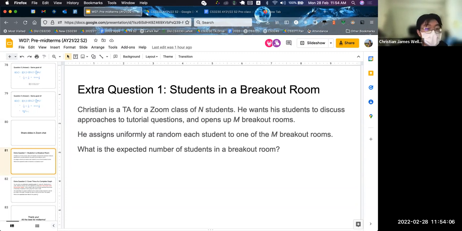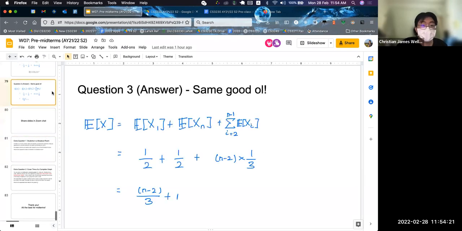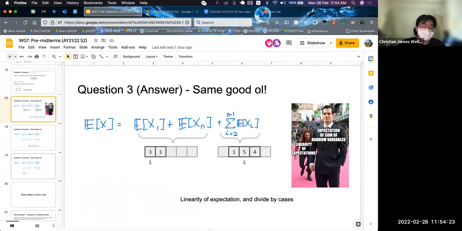Okay, so a question from a PM. Can you show the conversion from probability X equals 1 to expectations? So I assume X is an indicator random variable. Is that right? Yes. Okay. So let me go to question 3. Oh, I see.